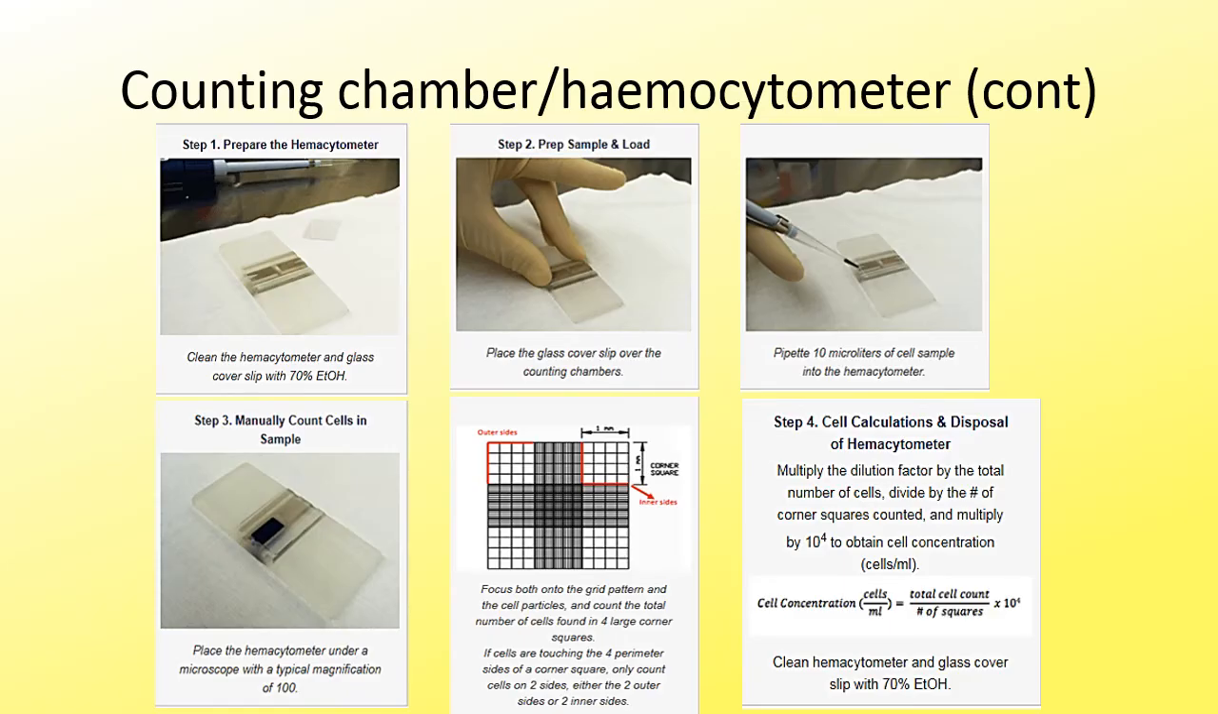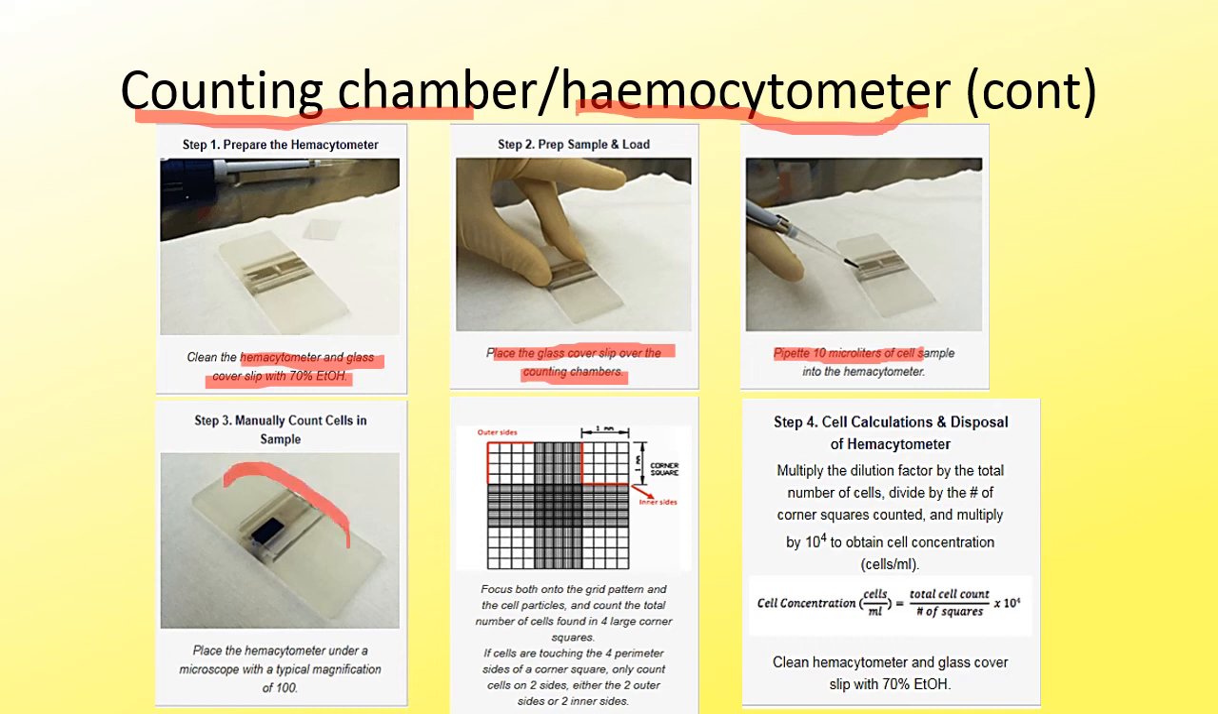Okay, this slide shows how we can do a total cell count using a counting chamber or haemocytometer. So first we take the haemocytometer and a glass cover slip and clean them with 70% ethanol and make sure they're fully dry after that. After that we place the cover slip over the counting chamber and pipette 10 microliters of cells or bacteria into the haemocytometer. One common practice is that we also add dye in the bacterial or cell suspension in order to get a better contrast when viewed under the microscope.